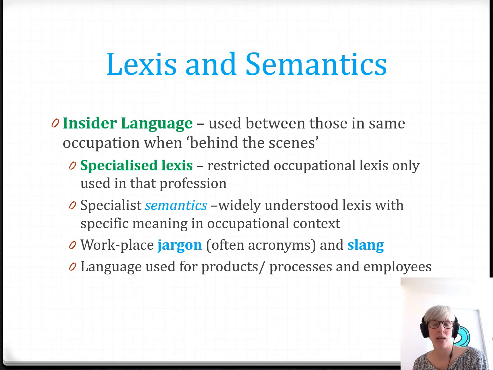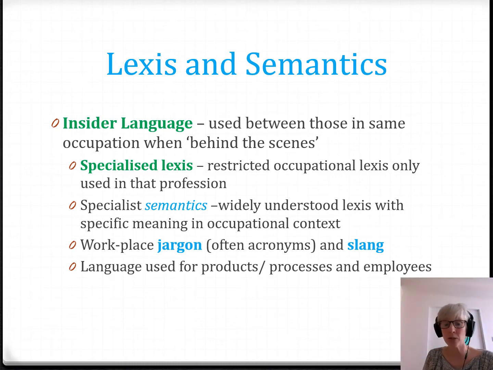These are some of the terms we've used before. Specialised lexis, that is restricted occupational lexis only used in that profession. You should have some examples from professions of that kind of lexis. I gave you some from teachers. We also looked at police language. You should have some from your own language as well, where you work. And not just work, remember, occupation includes hobbies and pastimes. There's also specialised semantics, remember that. Although the word is the same, it may have a specialist meaning in an occupational setting.